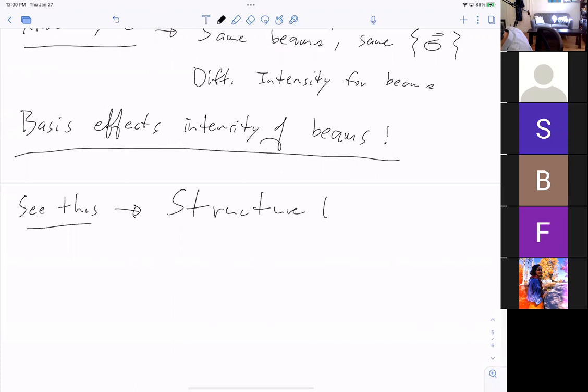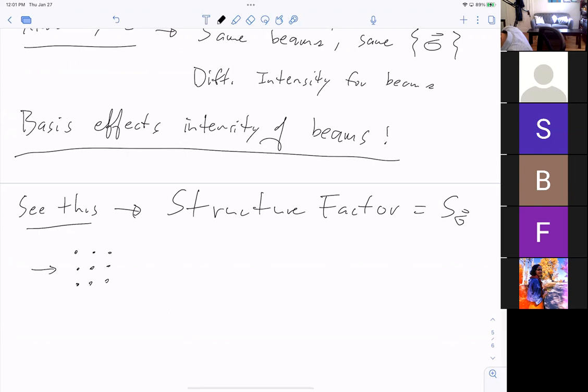Structure factor. And the structure factor is S sub G. Let's derive the structure factor now. Let's suppose that we have some crystal, some weird crystal. I'll just draw it like that.